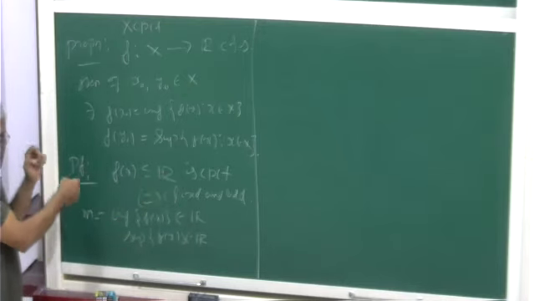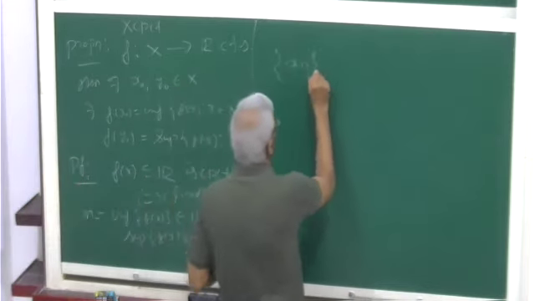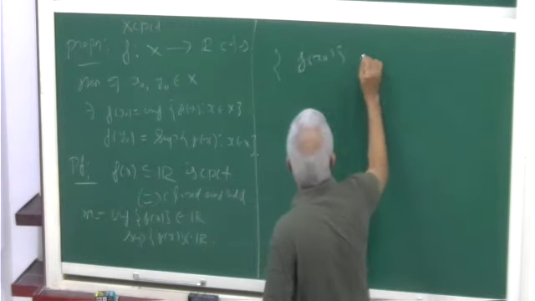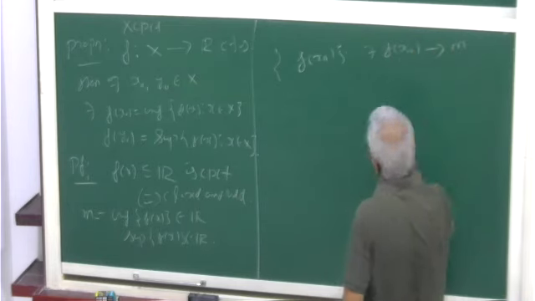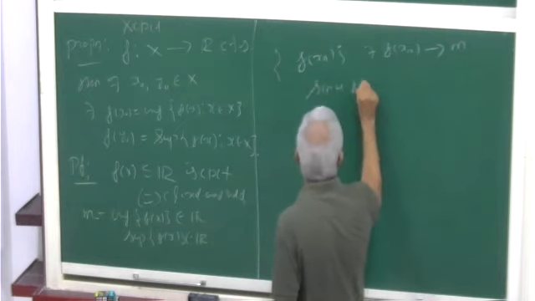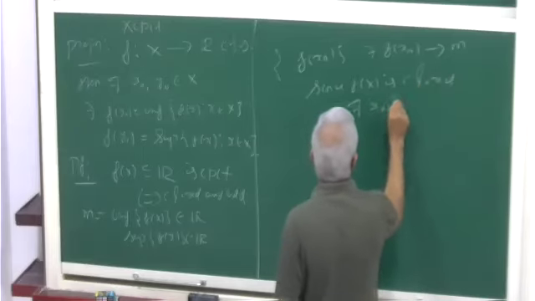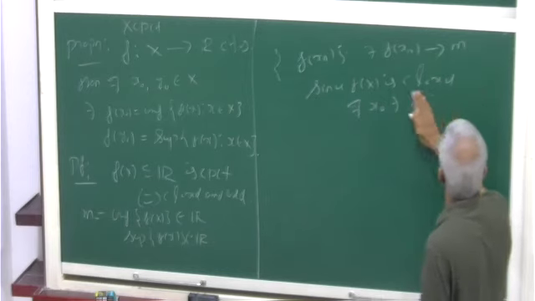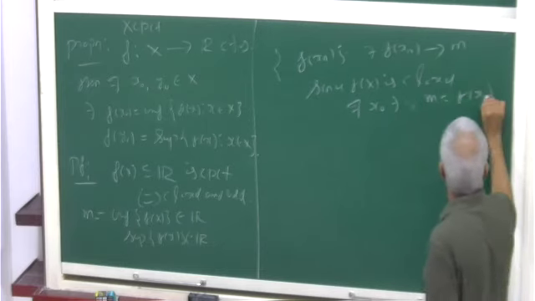And that is what it means to exist at x naught. Should I write all of it? There exists x_n such that f of x_n converges to m. But since f of X is closed, there exists an x naught such that m is equal to f of x naught. That's all.